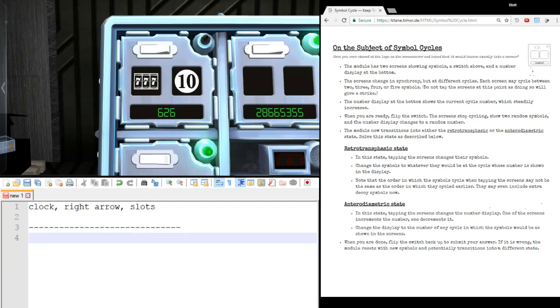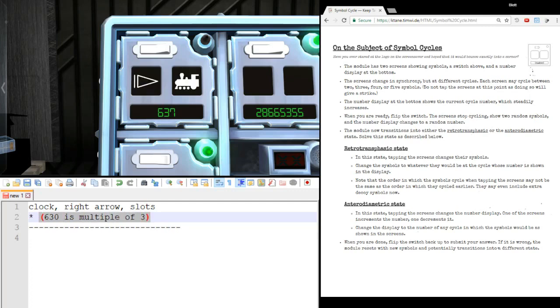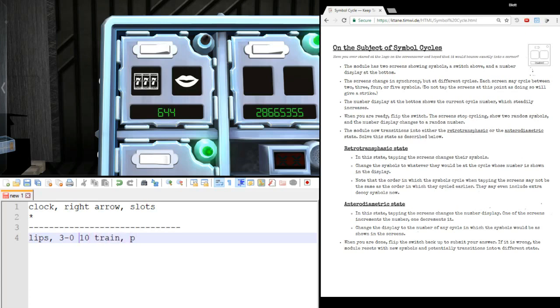6 plus 3 plus 0 is 9. So that would be a good one to get. So 630 is the clock. That's my zero state. Because 630 is a multiple of 3. So clock is my zero state. Right side, what do we have? Lips, 3-0 domino, 10, train, P. So we got 5 over here. We're looking for something in 5 or 0. That's going to be 650 rather. 650 is the 3-0 domino.